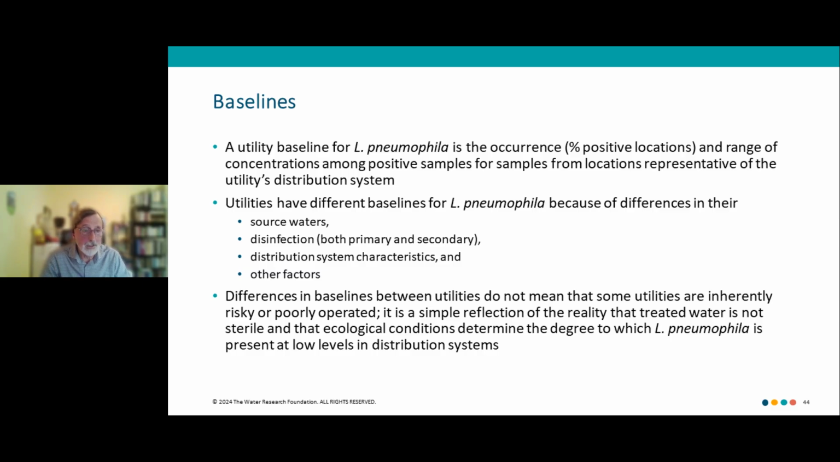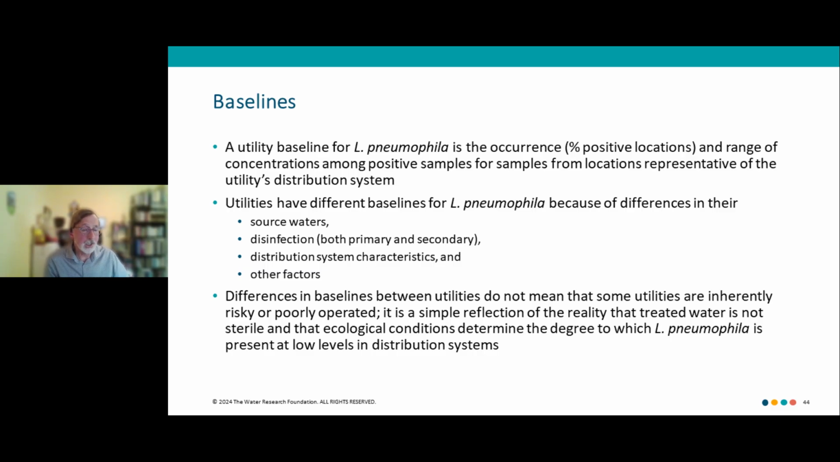That's where they are as they're currently operating. Utilities all have different baselines for Legionella pneumophila. They have different source waters, different primary and secondary disinfection, different system characteristics, things like unlined cast iron might make a difference, the configuration of their storage and maintenance, and other factors. So this baseline isn't really a national baseline.